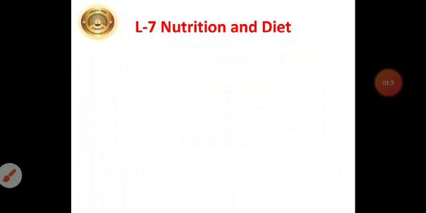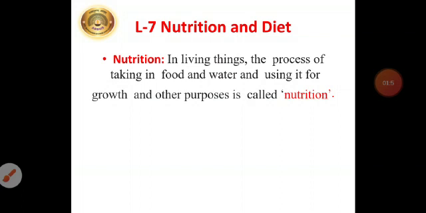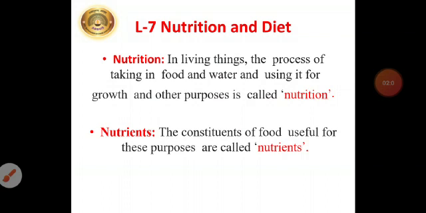So students, today we are going to learn lesson number 7, nutrition and diet. In this lesson you will learn about diet and balanced diet and its sources in detail. First we will learn about nutrition. In living things, the process of taking food and water and using it for growth and other purposes is called nutrition. Now about nutrients. The constituents of food useful for these purposes are called nutrients.